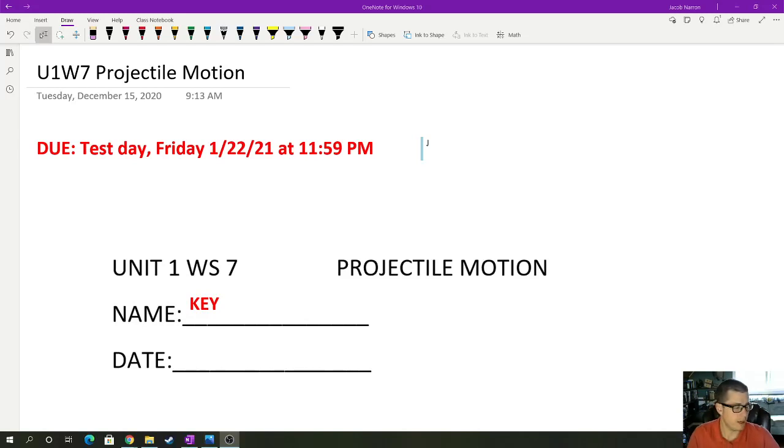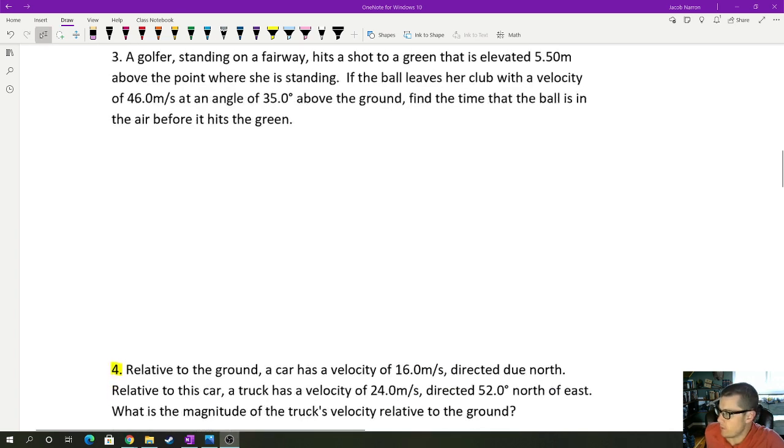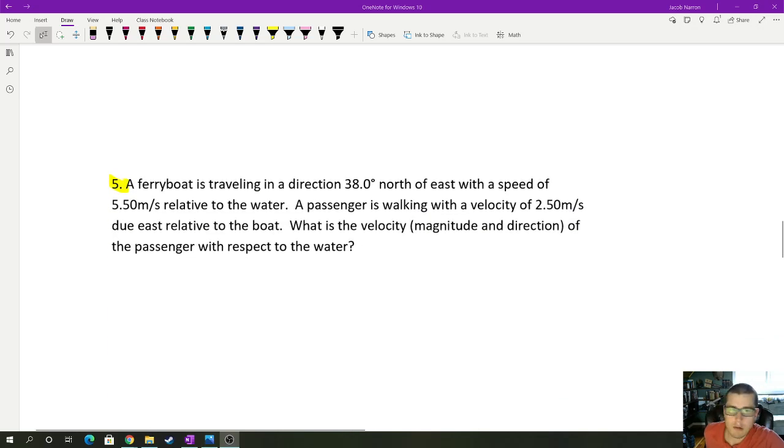Hello, students. It has been requested that I go over some extra problems from this Unit 1 Worksheet 7 that I made quite a few years ago, back in 2015. But we are going to go over a few problems. It's been requested to do problem number 1, problem number 4, and problem number 5.